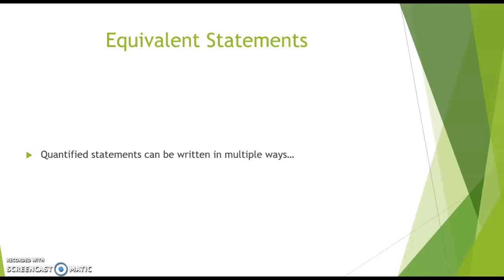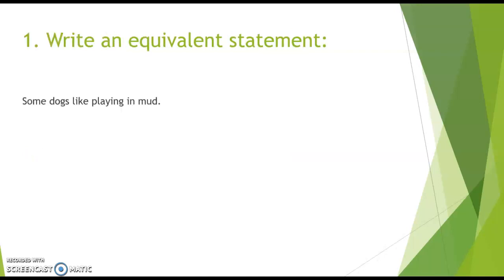So before we get to this, let's also look at equivalent statements. If I talk about statements that are equivalent, what does equivalent mean? It means the same, right? So quantified statements can be written in multiple ways that mean the same thing. That's where we talk about equivalent statements: two things written differently, but meaning the same thing.